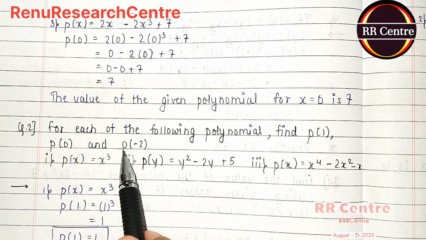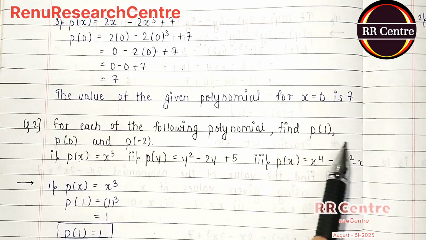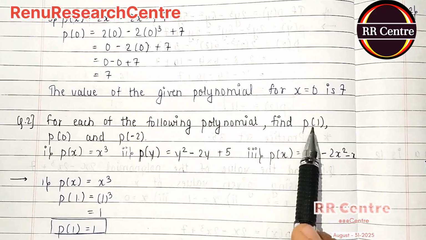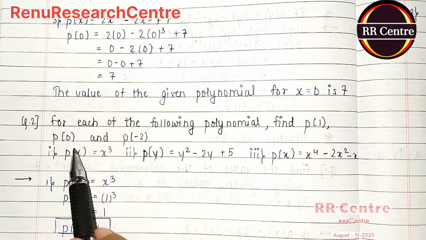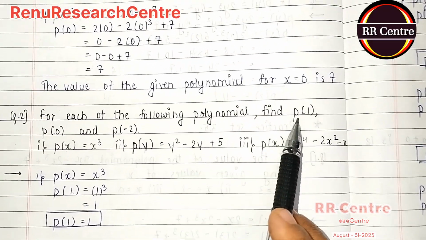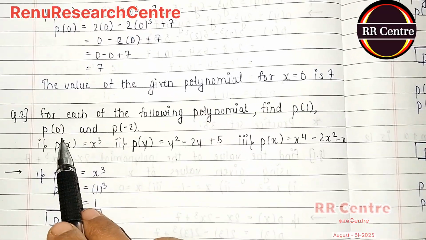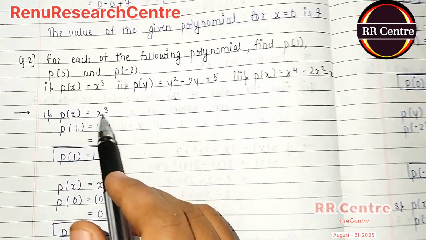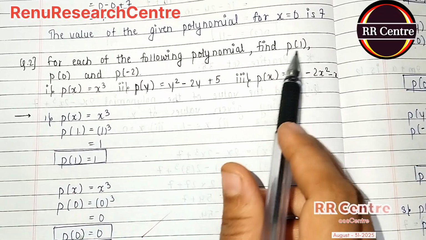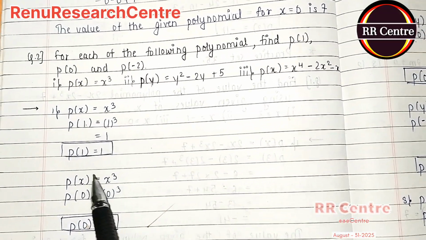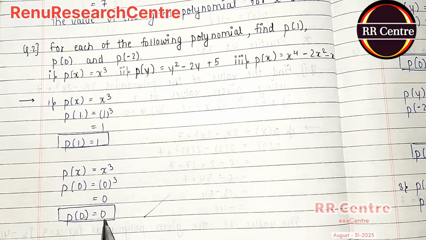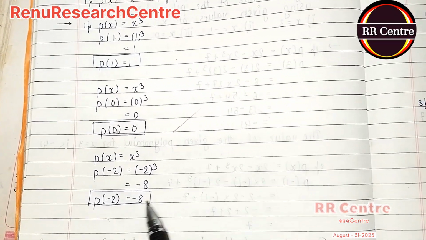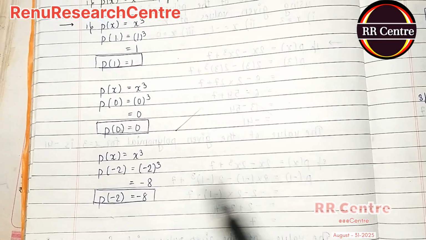Question number 2: for each of the given polynomials, find p of 1, p of 0, p of minus 2. So this is the question. First put the value p of 1, p of 0 and p of minus 2. For the first one we will do all three. So first, in the polynomial replace x with 1. First one is 1, p of 1 is equal to 1, and 0 you can apply, that is equal to 0. And the third one, p of minus 2, so minus 8 is the answer.